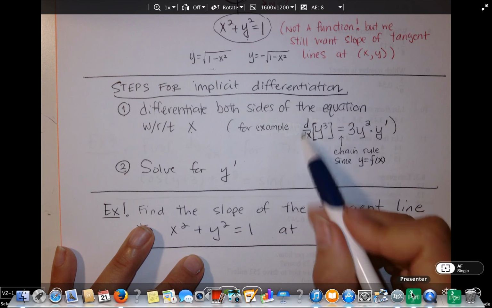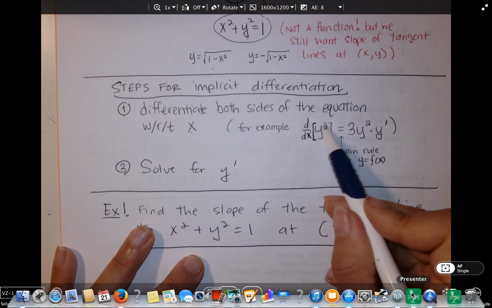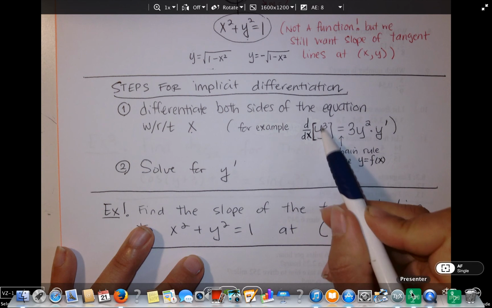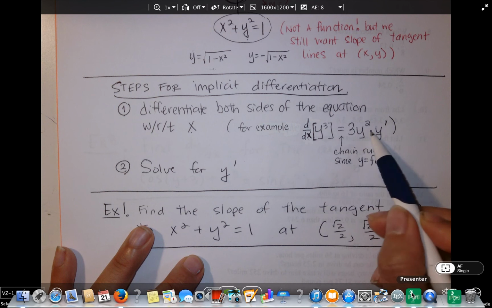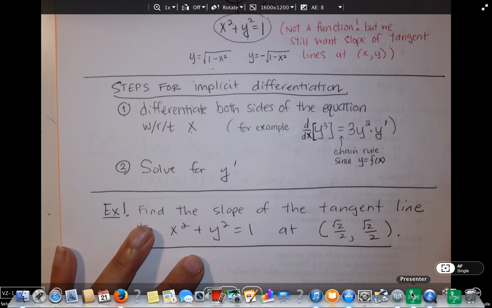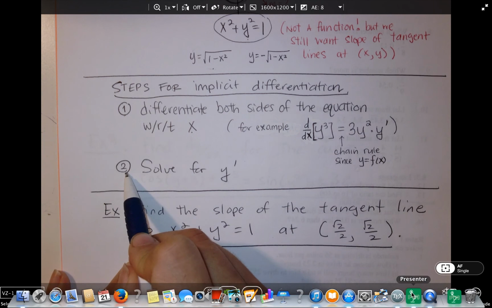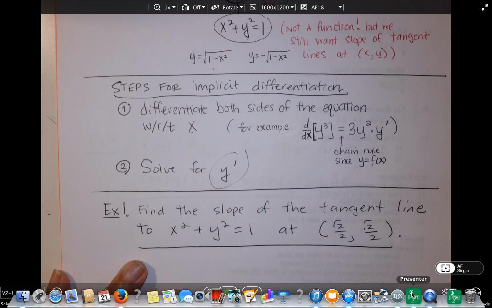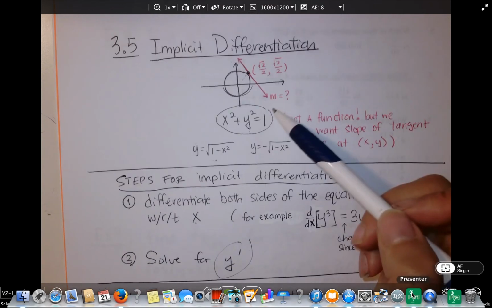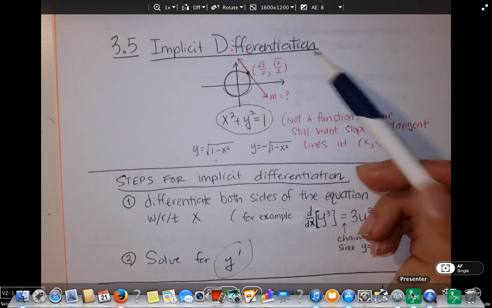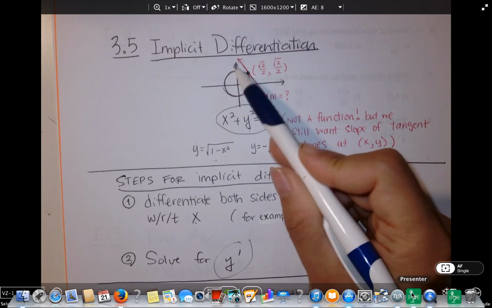So in this case, our outside function is the cubing function, and the inside function is y. So the derivative is 3y squared times the derivative of the inside function, which is y prime. The second step of implicit differentiation is that we solve for y prime. So I'm going to go back to the original example with the circle and show you how to use implicit differentiation to find the derivative and to show that the slope here is -1.